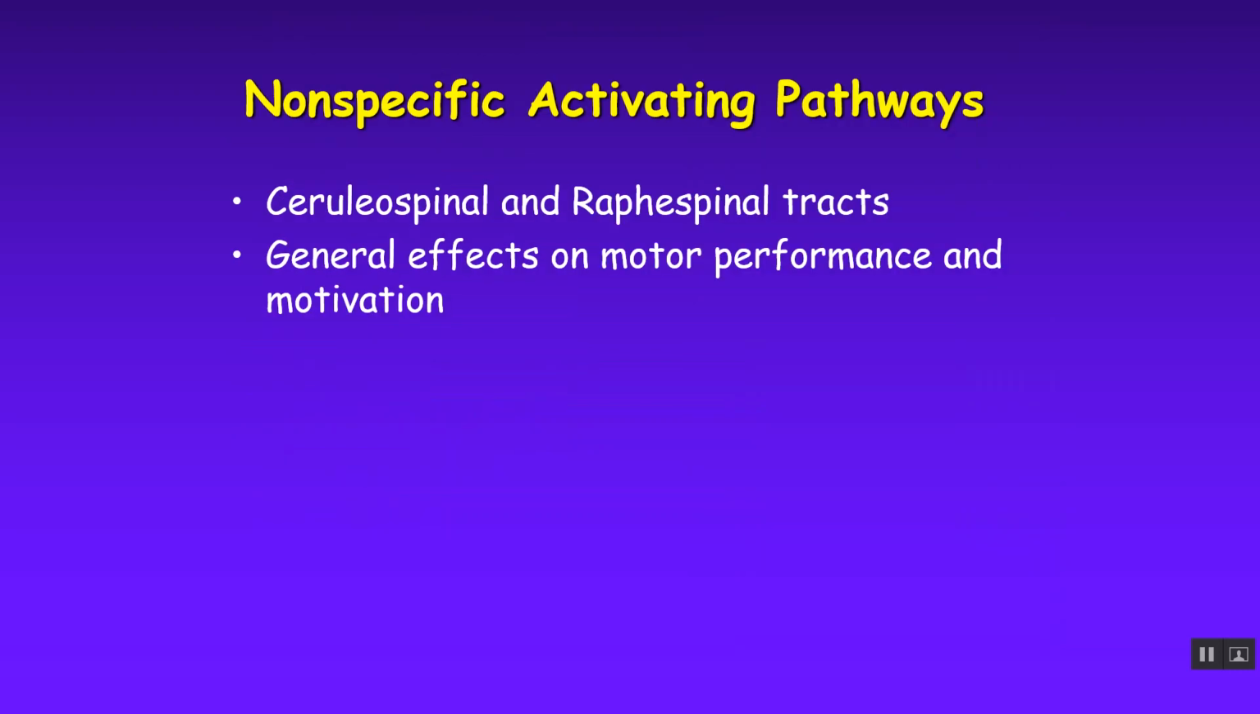Your book also mentions a few we call non-specific activating pathways. These include the ceruleospinal and raphespinal tracts. And remember, we talked about the ceruleospinal and raphespinal tracts as they play a role in descending pain modulation, but they also play a role in descending motor modulation. These primitive pathways from your brainstem go down and connect to interneurons and alpha motor neurons in your ventral horn and just give generalized effects on motor performance and motivation.